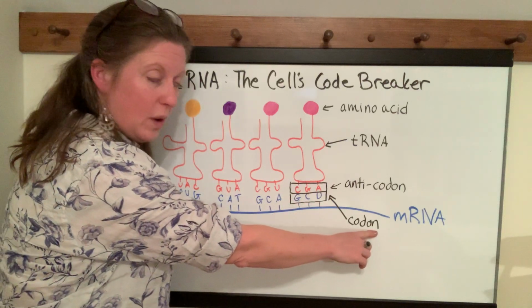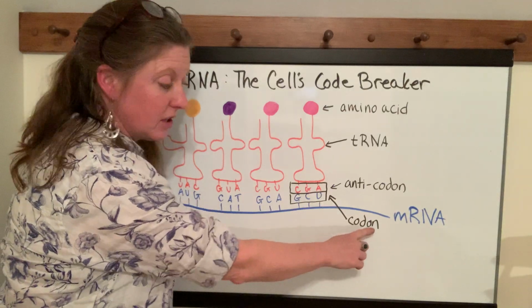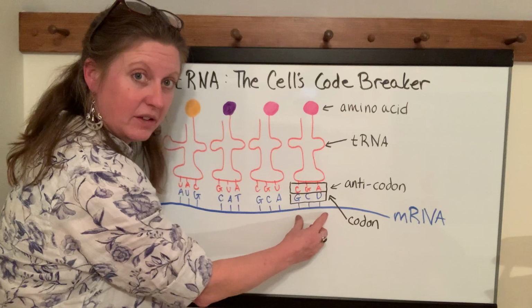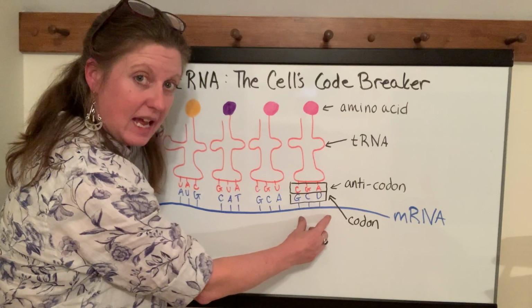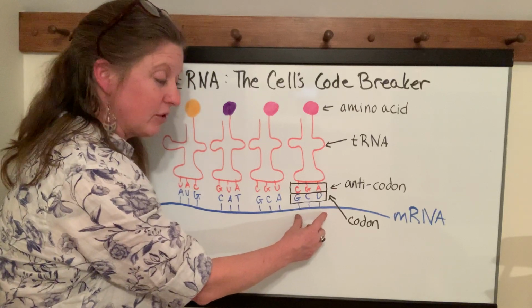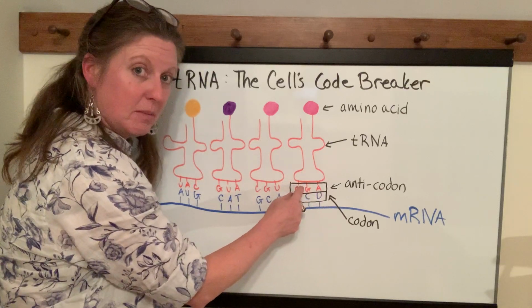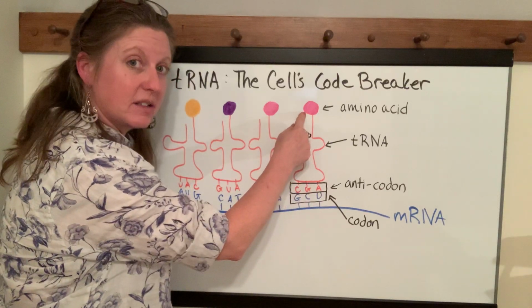Whenever you see the ON at the end, that means unit. So codon is the coding unit. This is what tells us which amino acid we need to have next. Now, how do we break the code? The tRNA has the complementary sequence and the correct amino acid.